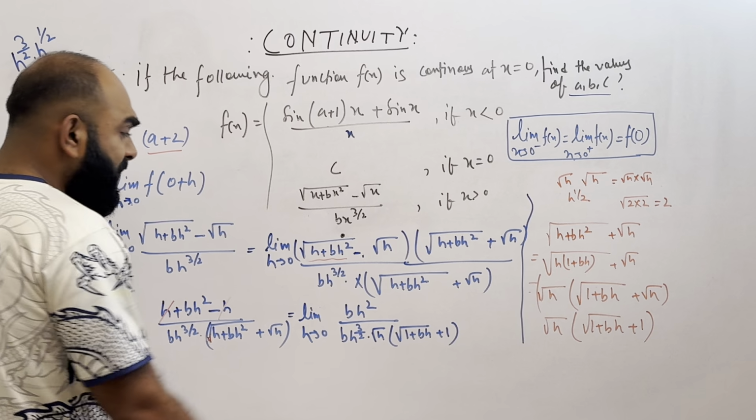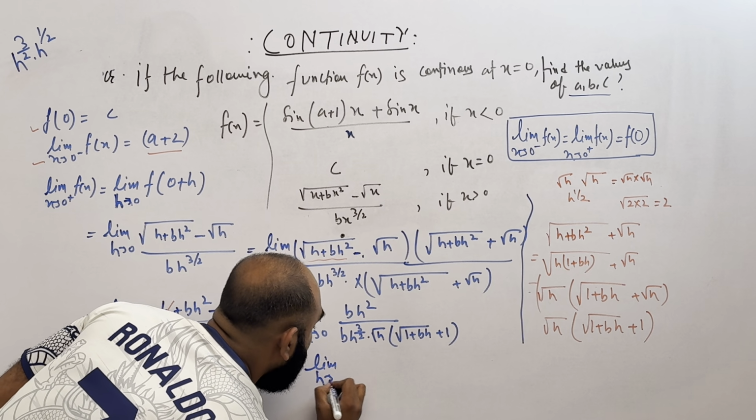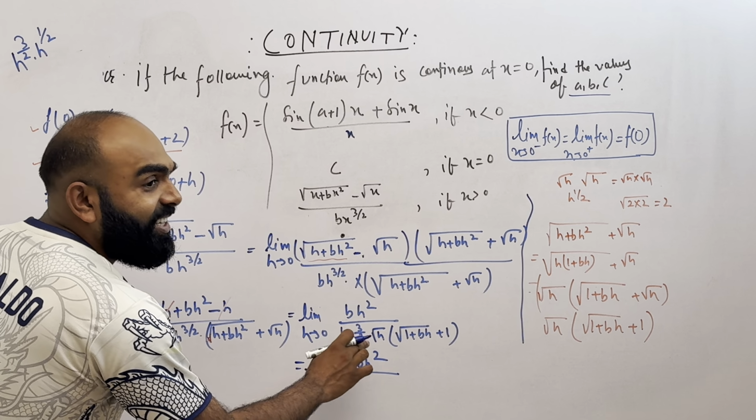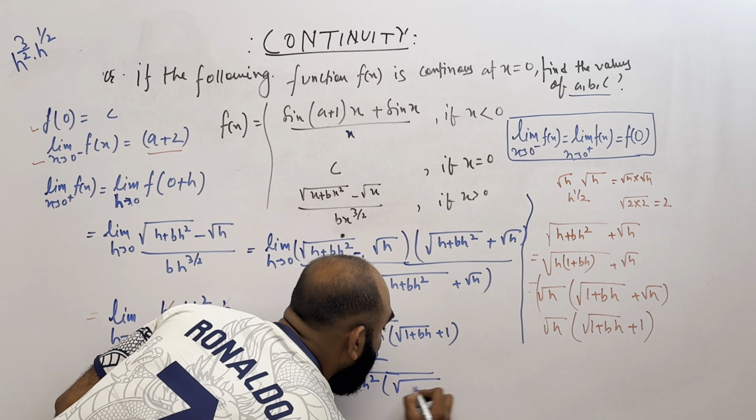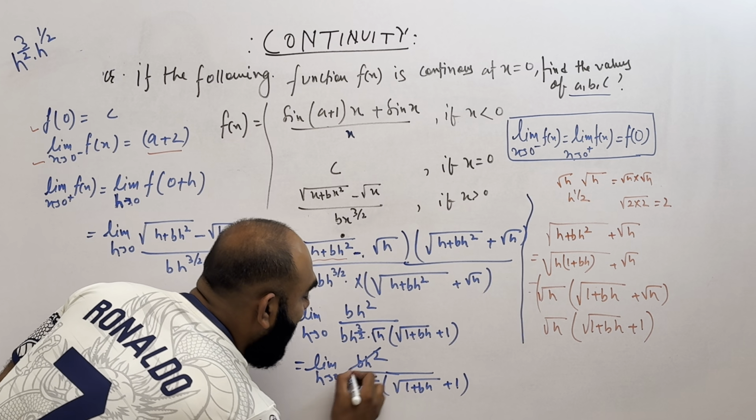2 means, sir, whatever you have written here, limit h tends to 0. Okay, this is bh square divided by this h to the power 2 only. So this also becomes bh square into root under 1 plus bh plus 1. So this will cancel out, sir.